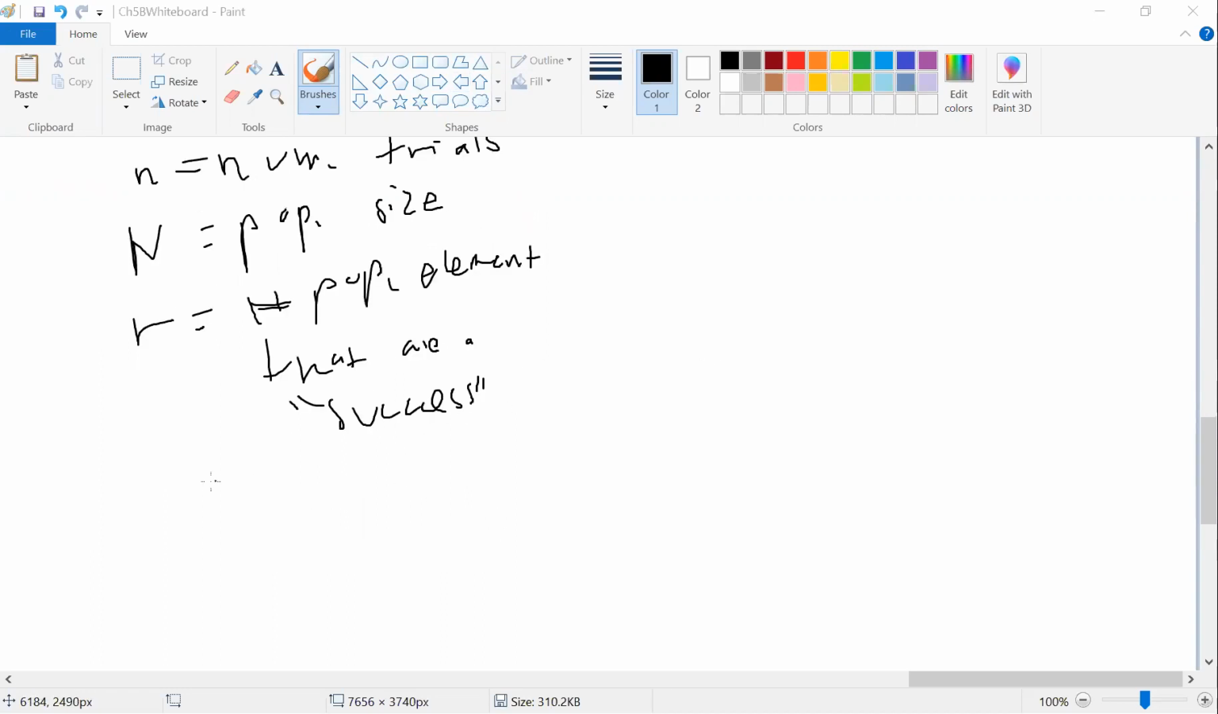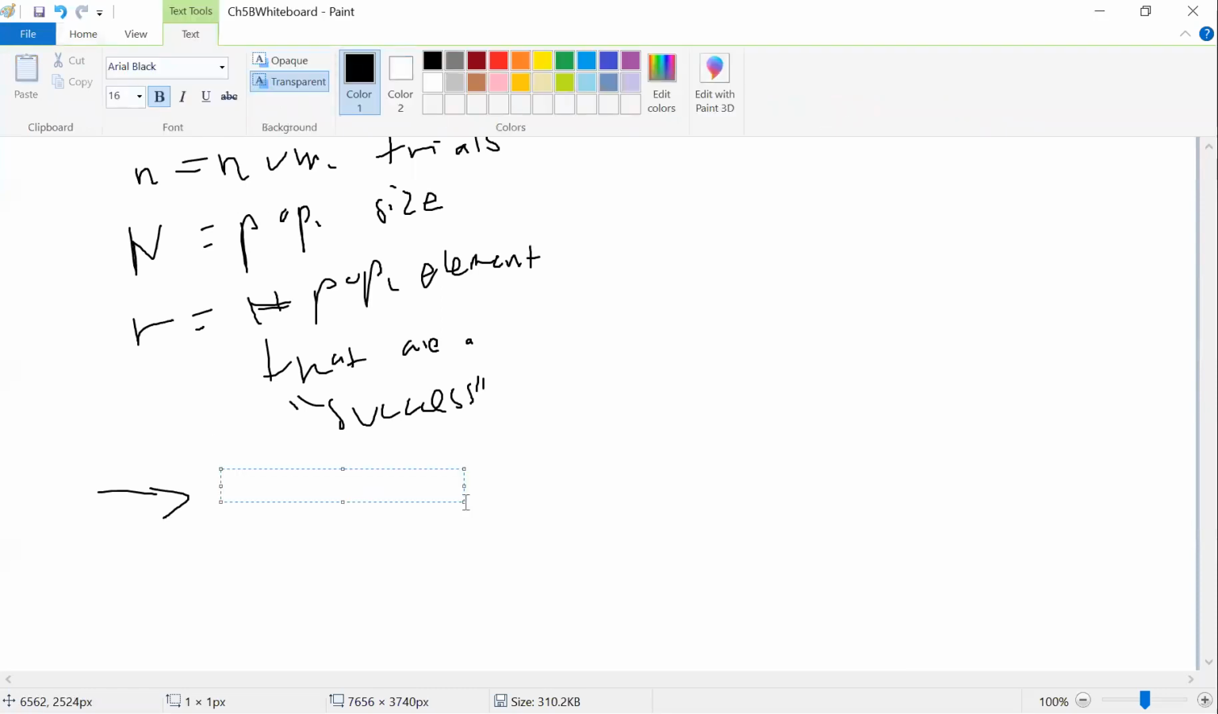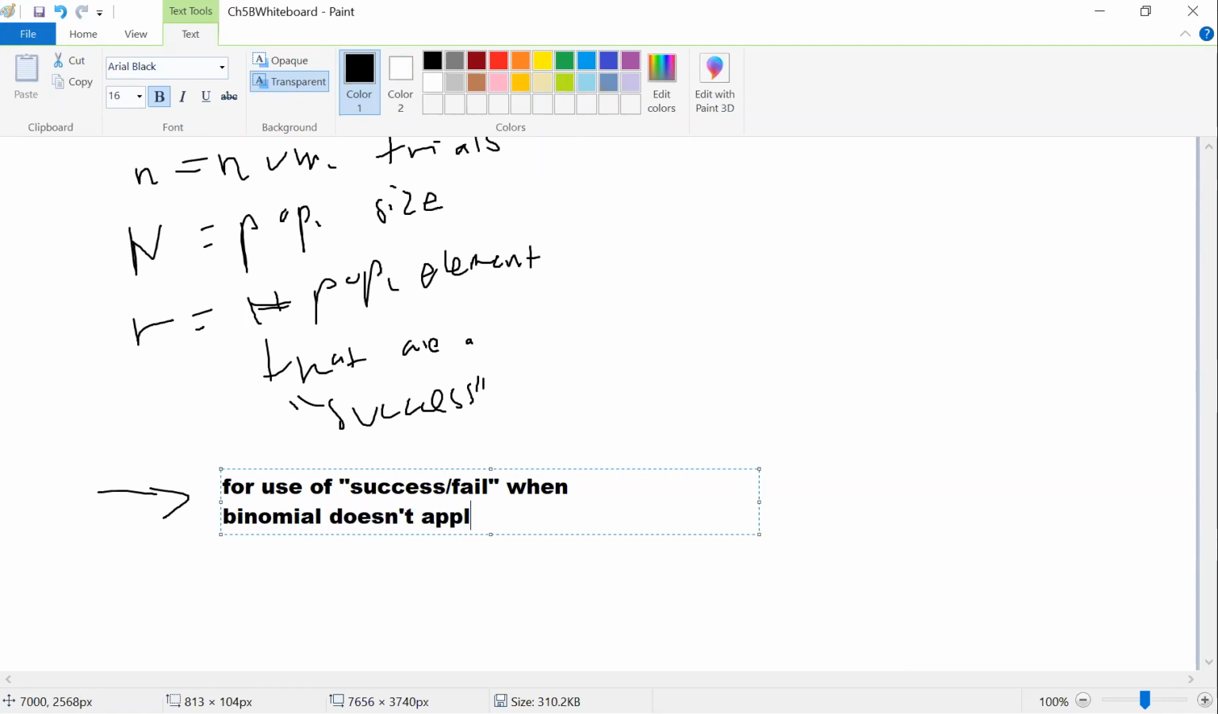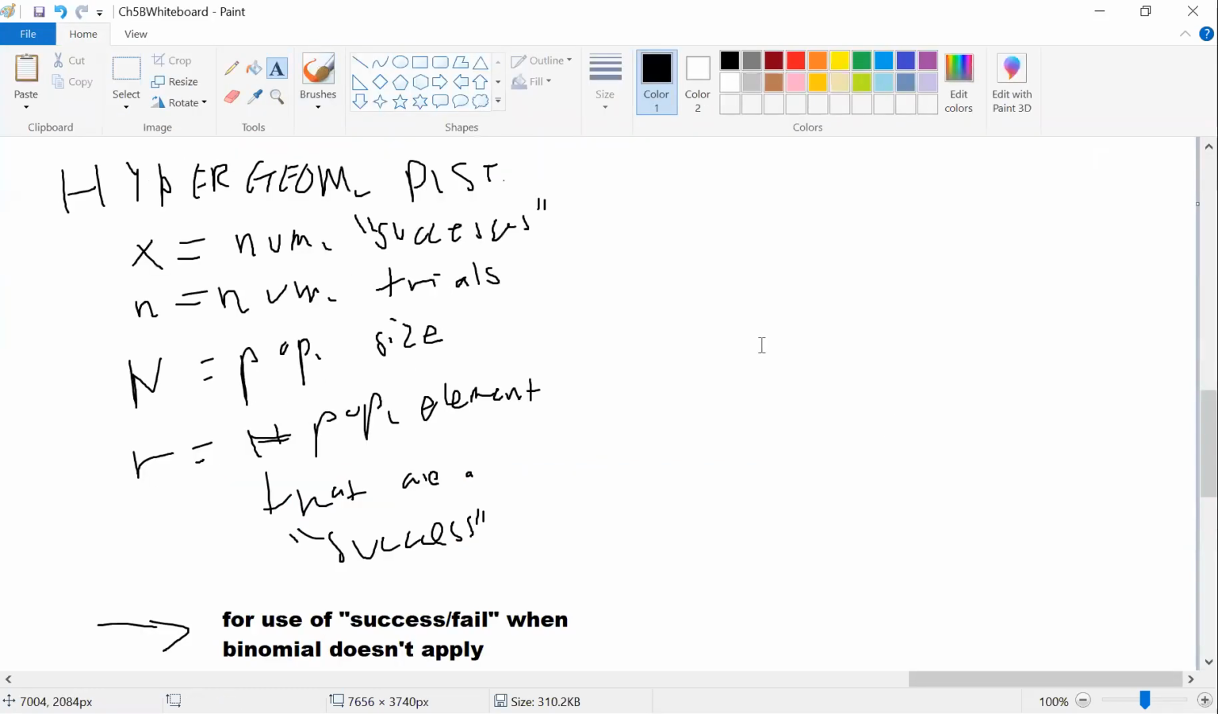And this applies, I'm going to type now because I can fully type this easily. This is for use of success, fail, when binomial doesn't apply. All right. It is now time for the formula. Let's stay away from the formula of doom as long as we can.